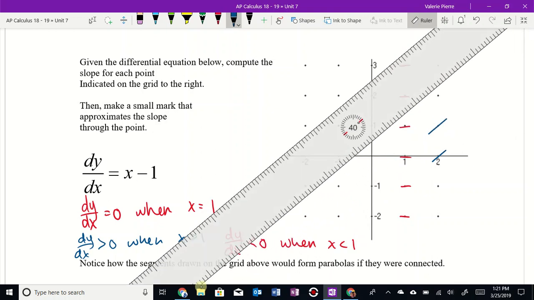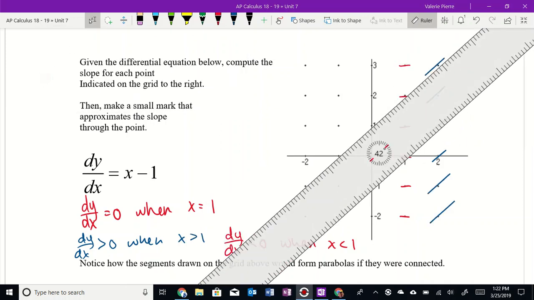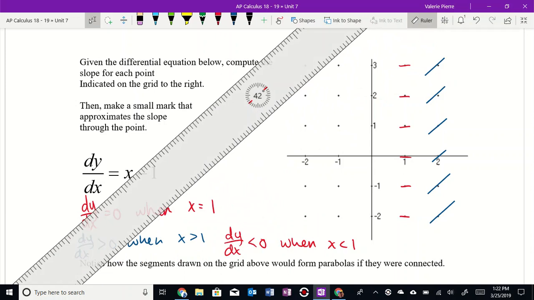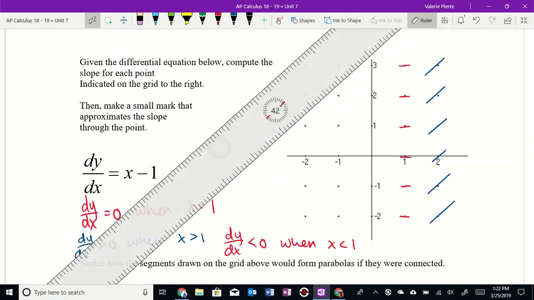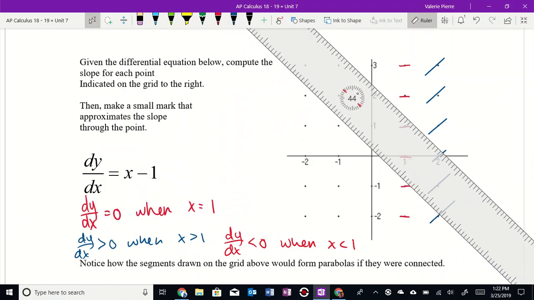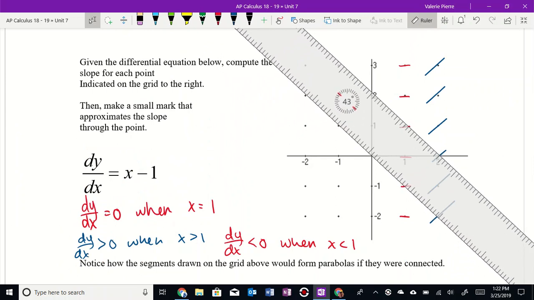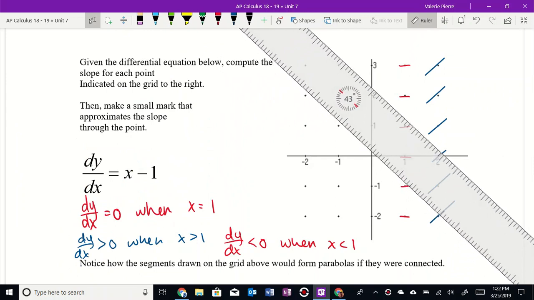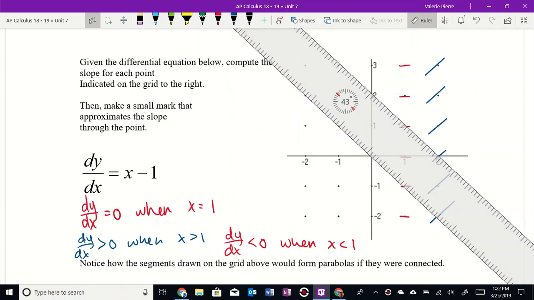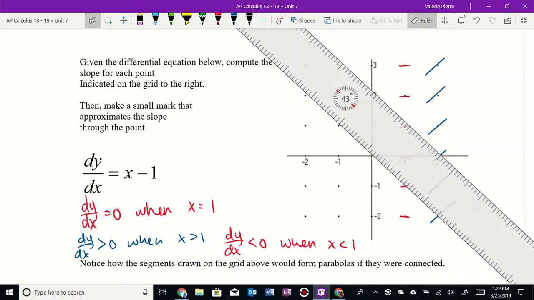So I could use my ruler and do that. Okay, so now if I look at when x is 0, if I plug in 0 into my dy dx, I get 0 minus 1, which is negative 1. So now at 0, all of my tick marks are going to have a slope of negative 1. And I'm just estimating these slopes using the little dots on the grid. They help me a little bit when it comes to estimating.